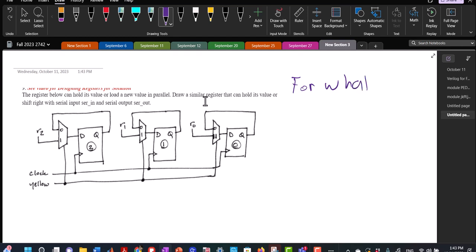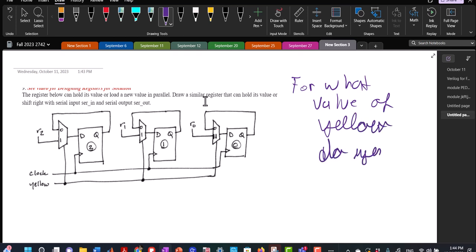For what value of yellow do we get a parallel load? You're posting all this on Google, right?